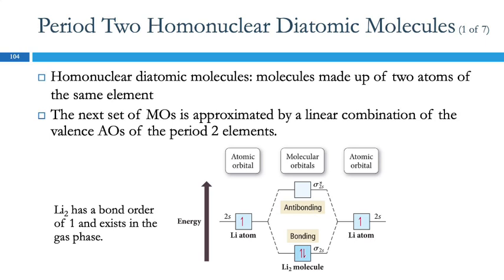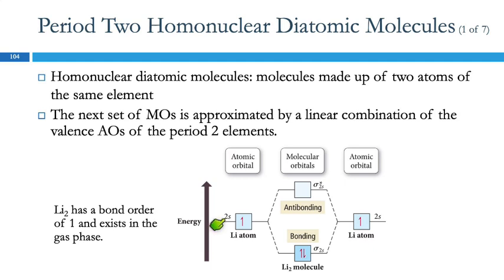So these are homonuclear diatomic molecules. So diatomic, we're looking at molecules that have 2 atoms. Homonuclear means they are the same element. So the next set we can look at is like lithium-2, Li2. You might say, well, that shouldn't happen because lithium's a metal. Well, yeah, it is, but there's some weird things that do exist out there.